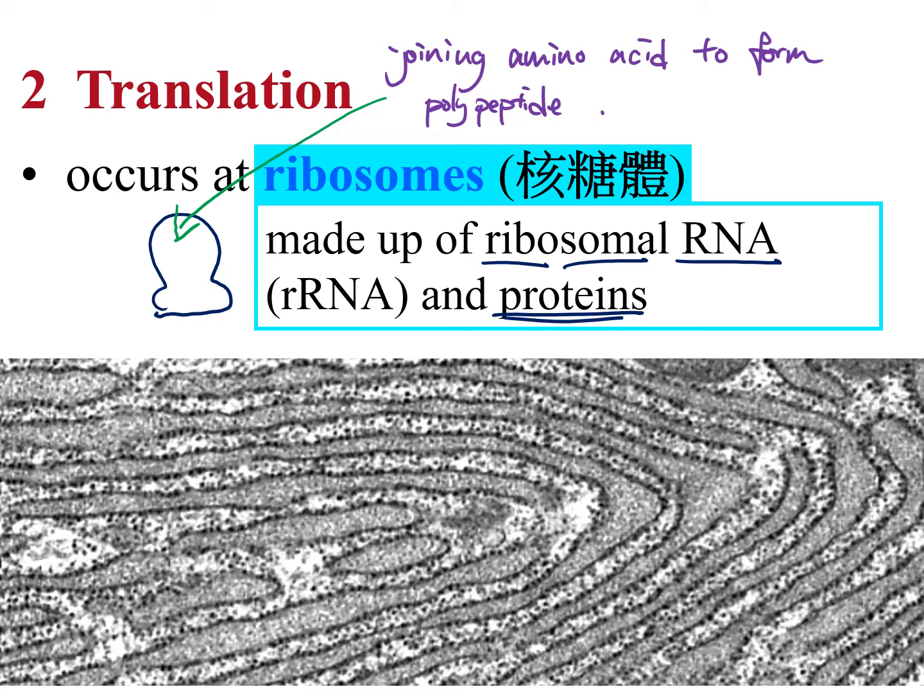The diagram shown below is an electron micrograph. You can see this is the rough endoplasmic reticulum. It is called rough because on top of it you can see a lot of black dots, and these black dots are actually the ribosomes.